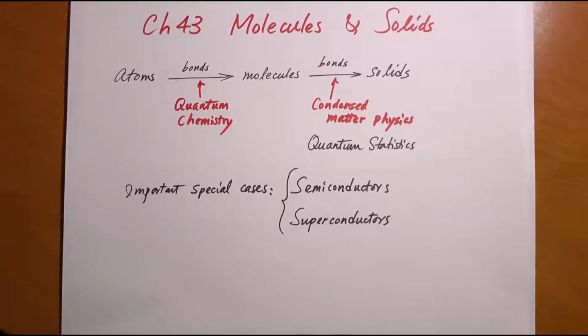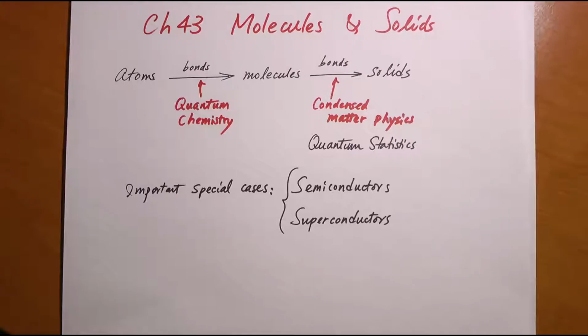Chapter 43, Molecules and Solids. The previous chapter focused on what's going on inside an atom, how electrons behave inside an atom. Now let's go outside one single atom to see how different atoms can form a molecule through what's called molecular bonding, and then how molecules, a large number of molecules, can bond together to form a solid.